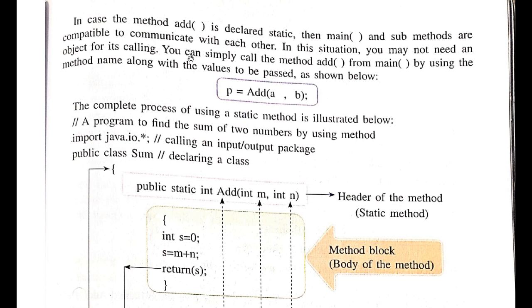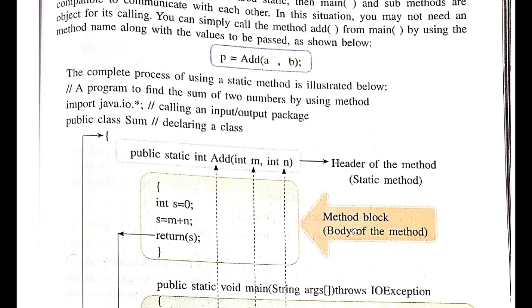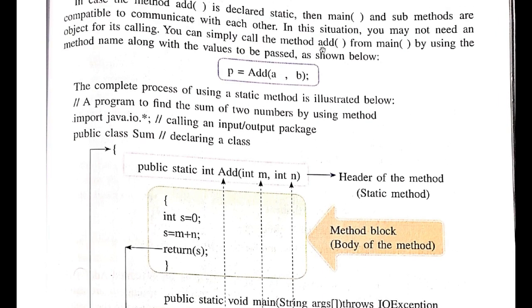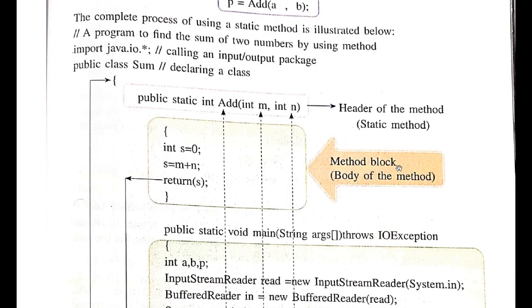Let's see. In case the method add is declared static, the main and sub methods are compatible to communicate with each other. In this situation, you may not need an object for its calling. You can simply call the method add from main by using the method name along with the values to be passed as shown below. Don't get confused with the explanations. Look at here, p is equal to add a comma b.